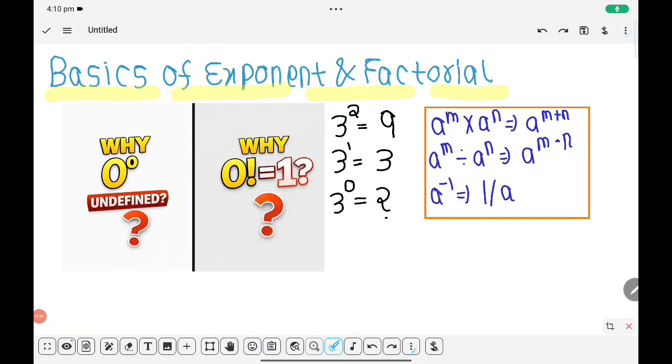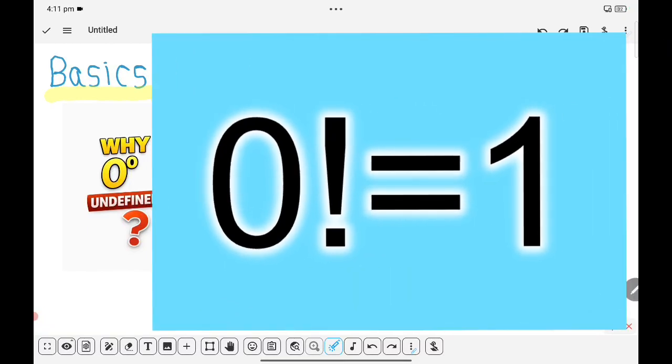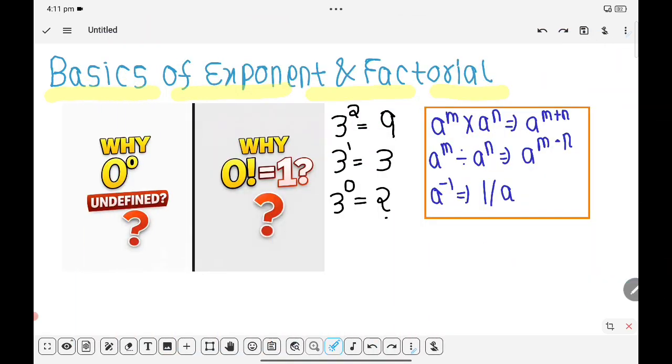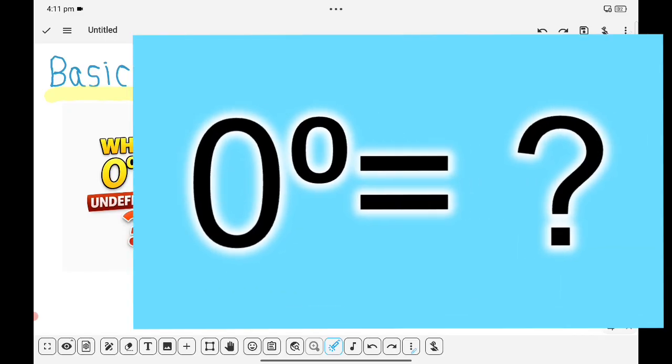Let me ask you two strange questions today. First, why does 0 factorial equal 1? But wait, how can multiplying nothing give you 1? Now here comes an even bigger mystery. 0 to the power 0.